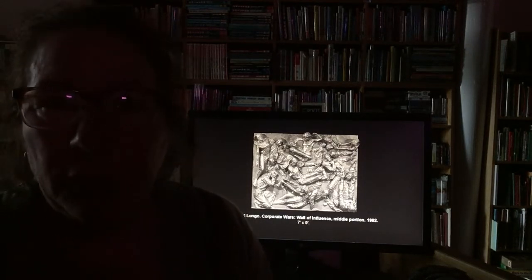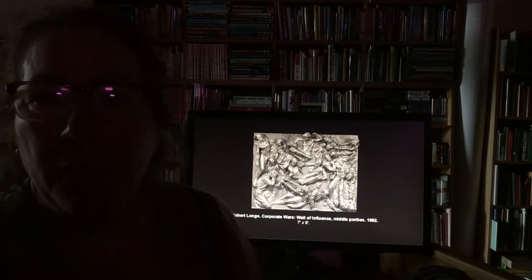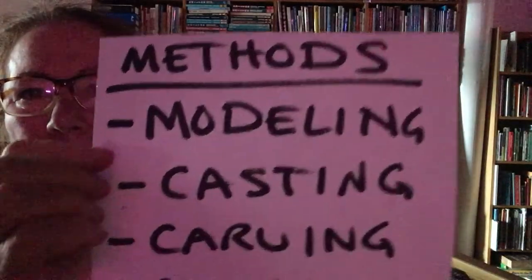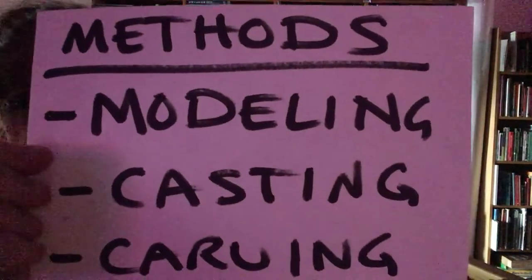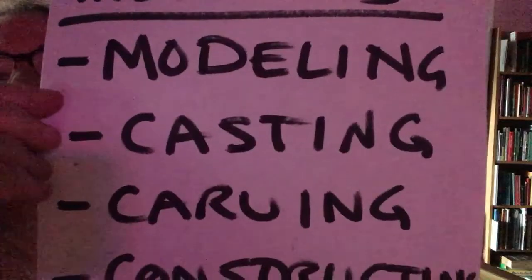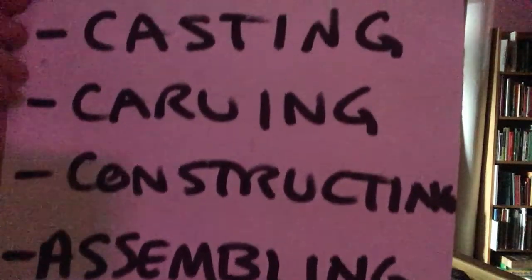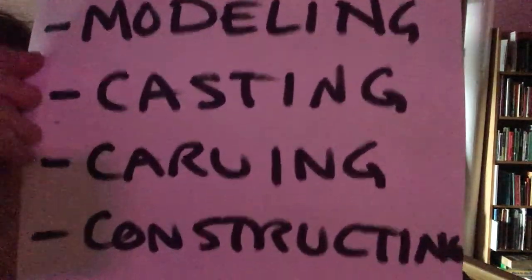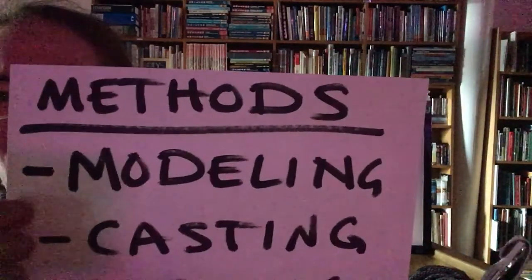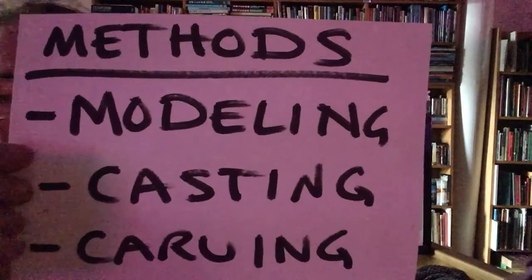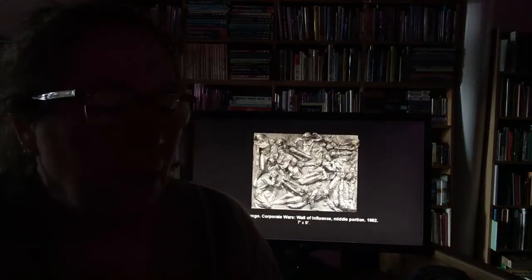So there are really several different methods used to construct sculptures, and these are the methods. I'll put them up here for you as I'm talking. So we have modeling, casting, carving, constructing, and assemblage or assembling. So we've got these different types, 1, 2, 3, 4, 5 different methods of sculpting. The first three are probably the most common traditionally over many years. So let's talk about them.